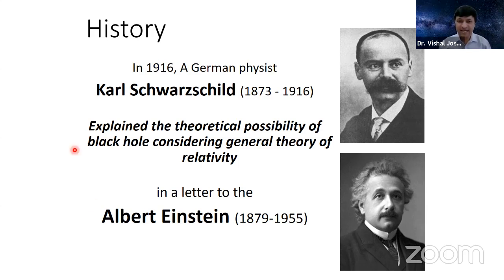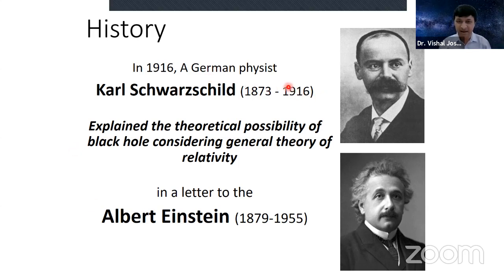Karl Schwarzschild mentioned in his letter to Albert Einstein, and explained, the theoretical possibility of an object holding all its gravitation. But Einstein was suspicious about the actual physical existence of such an object.